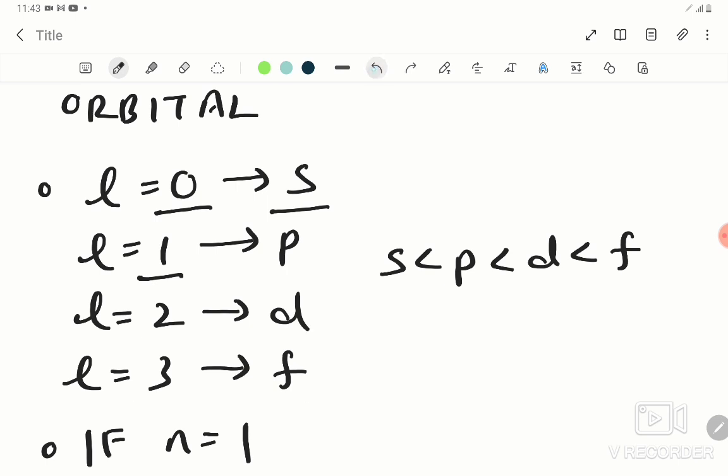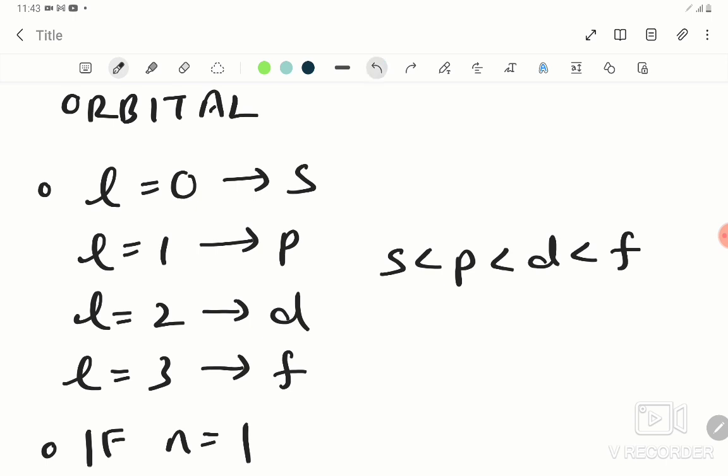Now guys, let's also look at the part of energy. Guys, the orbital s is symmetrical in all directions and therefore electron is most stable in s orbital and therefore it has lowest energy. So guys, for same principal quantum number, the order of energy will be f orbital is greater than d, which is greater than p, and finally s orbital will have the lowest energy.